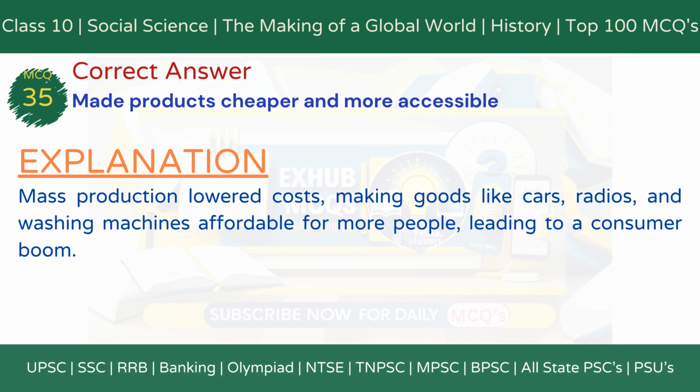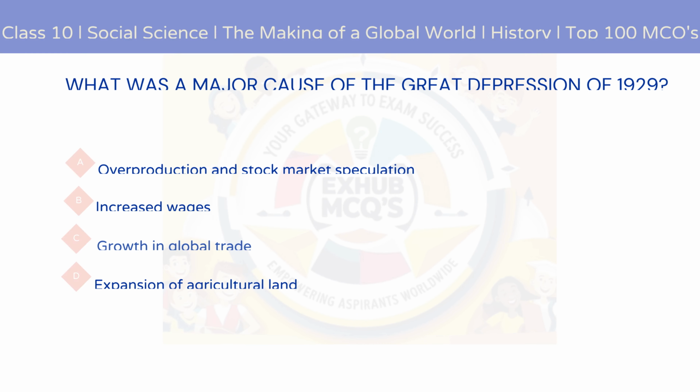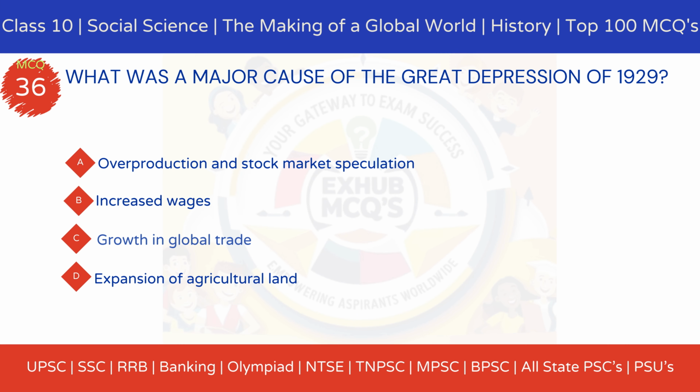The correct answer is option B. Made products cheaper and more accessible. Explanation. Mass production lowered costs, making goods like cars, radios, and washing machines affordable for more people, leading to a consumer boom. MCQ 36. What was a major cause of the Great Depression of 1929?